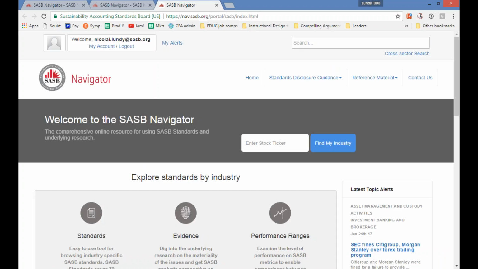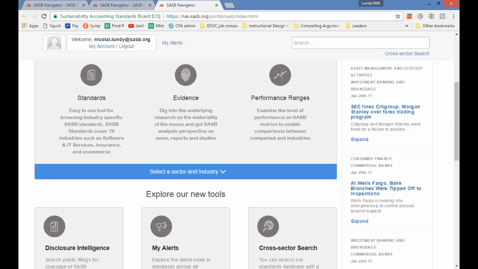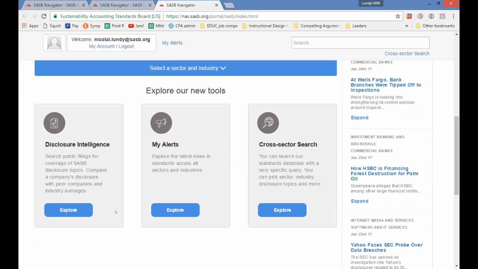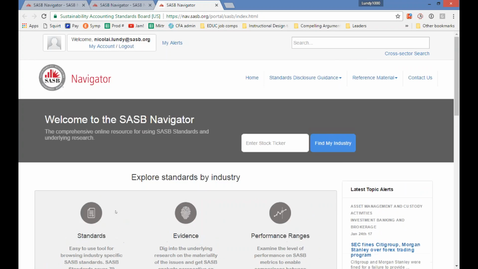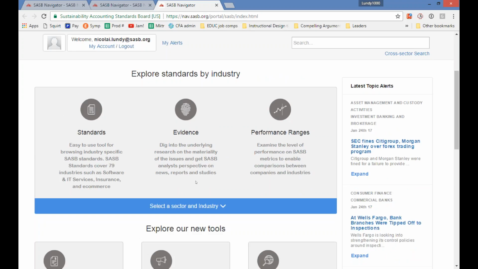So the Navigator starts with, aptly named, an easy-to-navigate dashboard. It really all starts from this beginning home page where you've got the ability to poke around and look at the SASB standards, the evidence, the performance ranges, the disclosure information, topic alerts, the cross-sector search. Really everything can be explored from here. So we're going to delve into those in more detail, but everything can be accessed from this initial homepage dashboard.